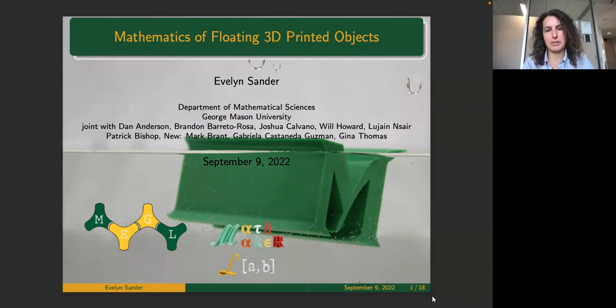I just want to say this is mathematics of floating 3D printed objects. And the one thing that it doesn't have any of is dynamics. This is going to be about things that are floating in a static way. So maybe my first time giving a talk where there's no dynamics, but anyway, I'm excited to talk about this research. This is work that is an undergraduate research project starting last year, and we are continuing again this year.